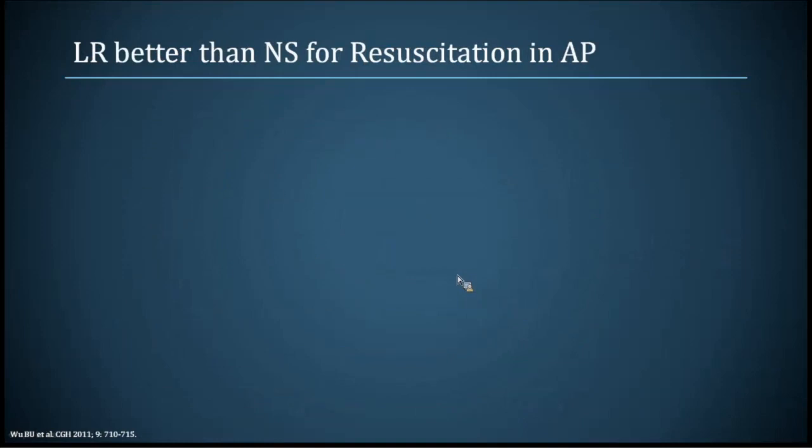Is lactated Ringer's better than normal saline in the resuscitation of pancreatitis? There's been a lot of interest of late, certainly in the pancreatitis world, about using lactated Ringer's, which better mimics physiology in terms of its neutralizing capacity. Normal saline is actually rather acidic. The surgeons have been using LR for quite a long time.